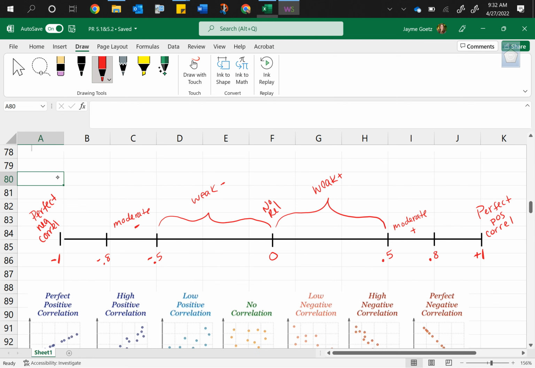Now, the reason we have this number line is so that when you get an R value back, when you get that correlation coefficient back and you see a number, you can start imagining what the scatter plot is going to look like in your mind.